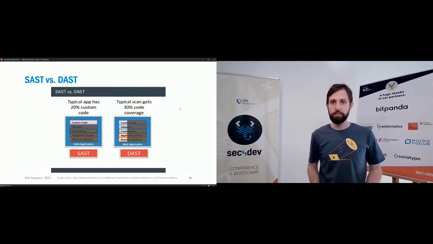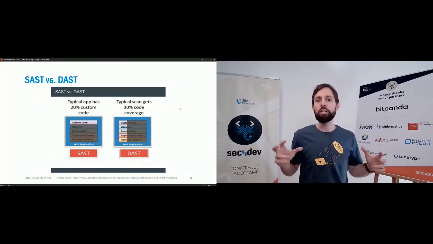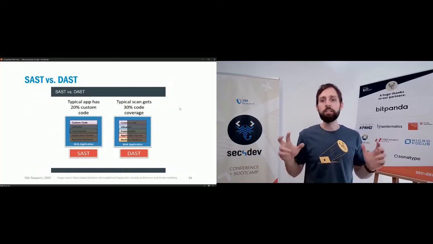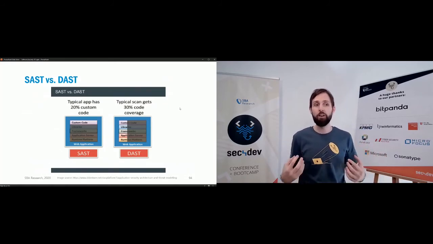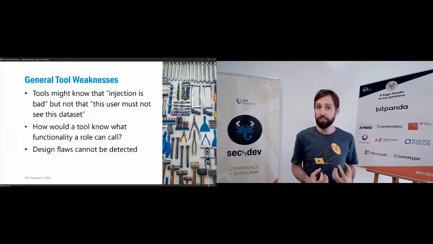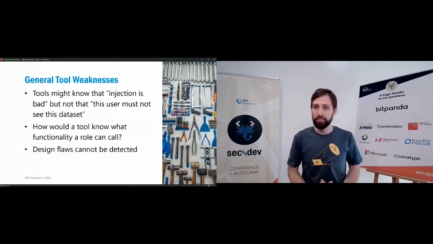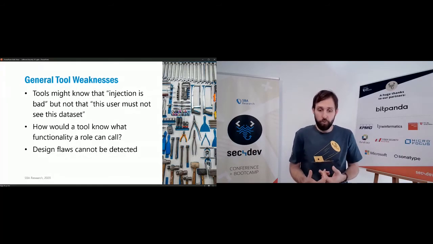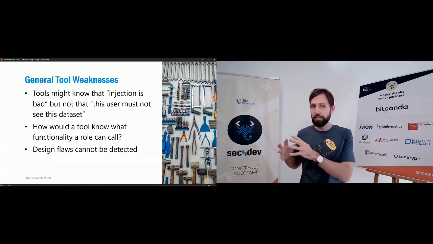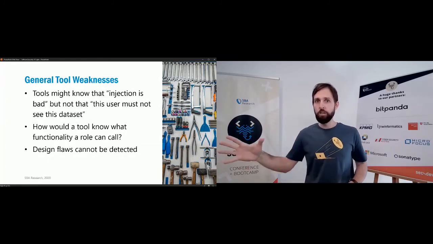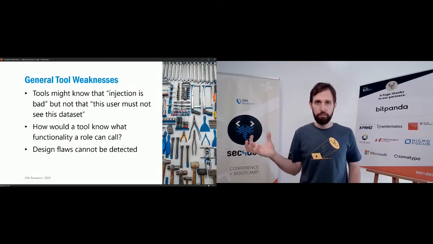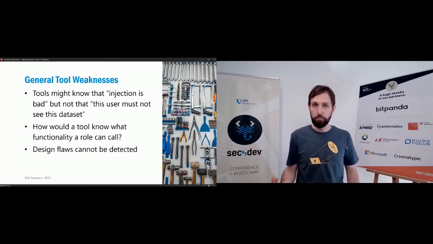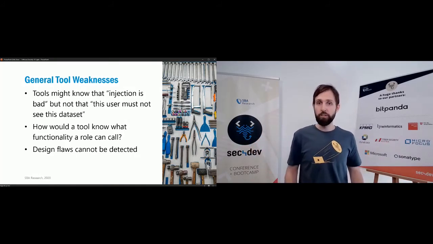Generally, tool weaknesses: those tools might know that injection is bad, but not that this user must not see this data set. So authorization problems can usually not be found with these tools. If you have an access control problem in your software, they're not going to find it because they don't know what to check against. They don't know if that HTTP request that goes to the server can be issued by a user that is not privileged, right? So access control problems are something that's really a weakness.